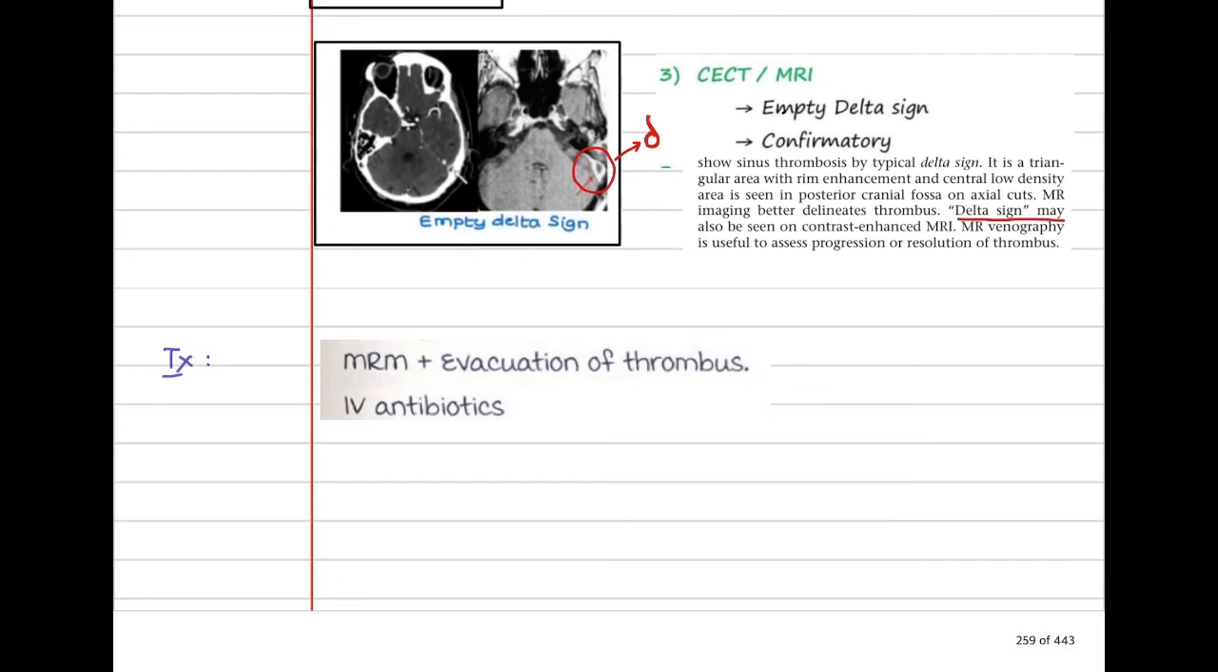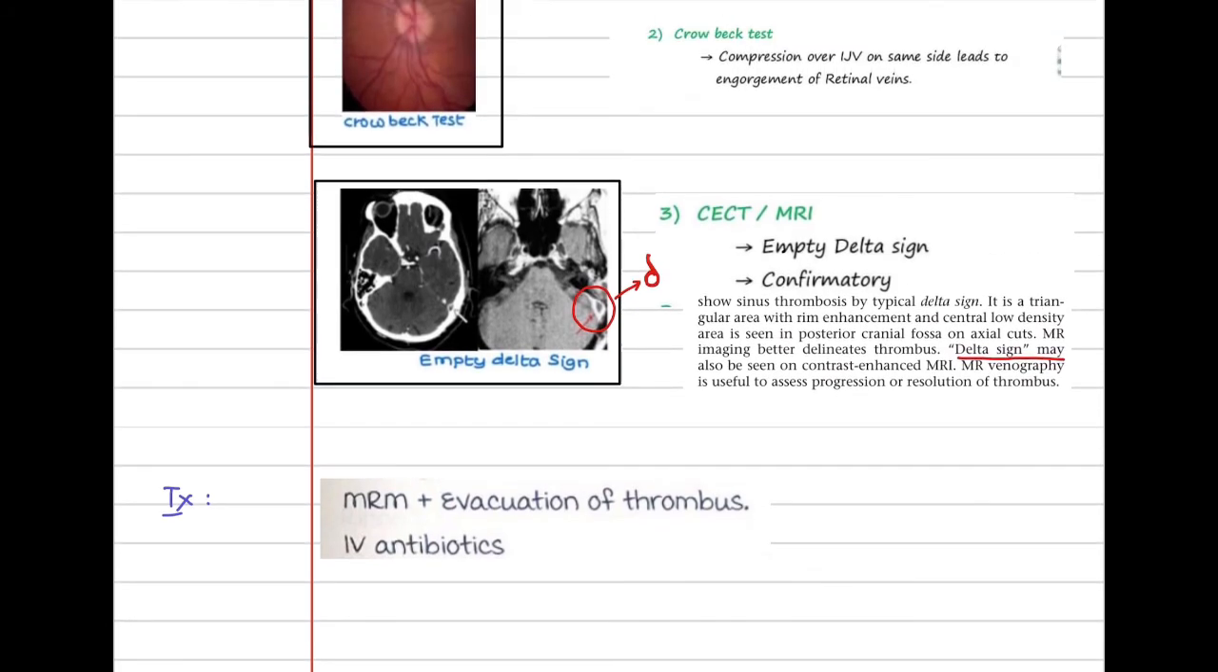The treatment is MRM or evacuation of the thrombus and IV antibiotics. Thank you.